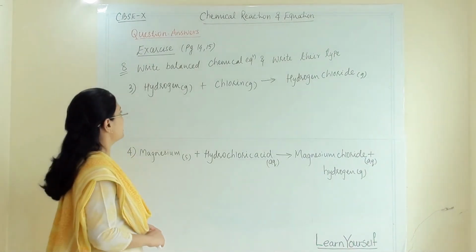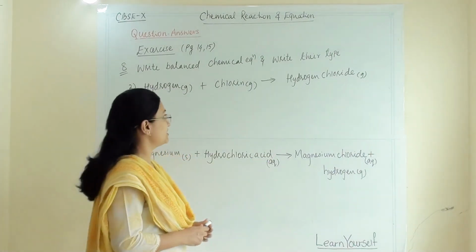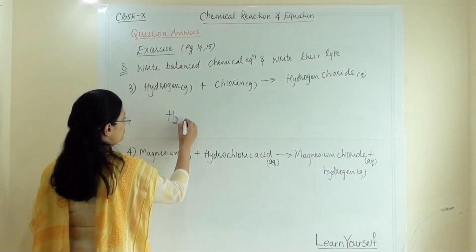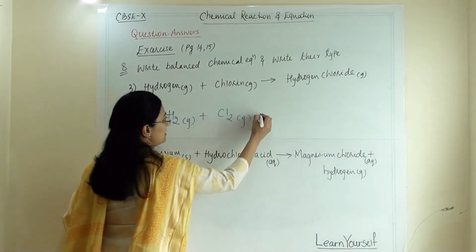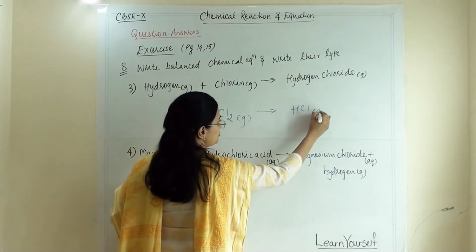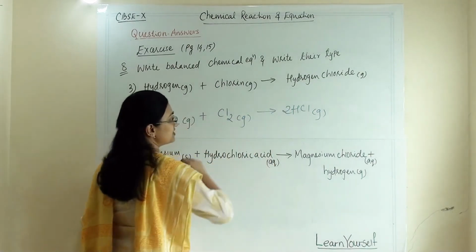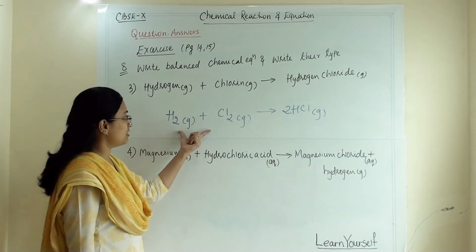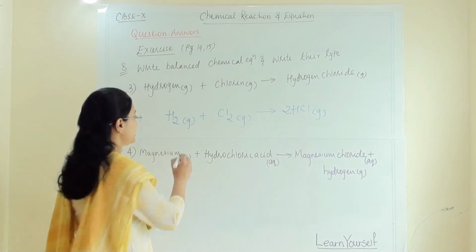Another equation, hydrogen will react with chlorine, will give us hydrogen chloride. So let us write this. H2 gas plus chlorine gas will give us hydrogen chloride, and that is also a gas. Now balancing it by adding just 2 at the product side. Now if you will see, when both the reactants are combining and giving us one product, then it is a combination reaction.